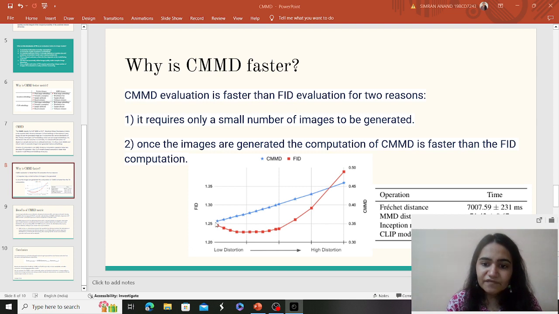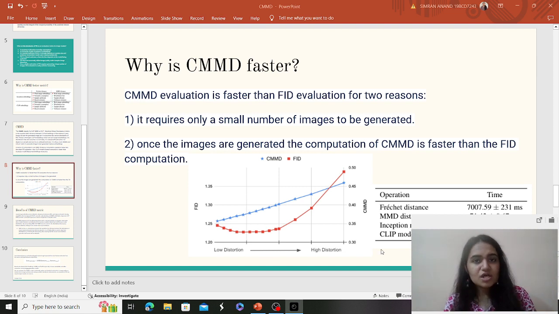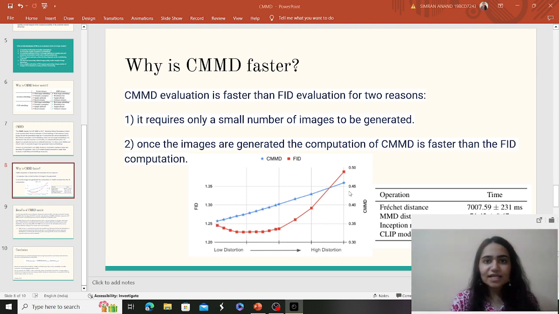Now when you see the graph, CMMD is increasing. That is correct, because you're increasing the distortion, you're degrading the image quality. So the CMMD value is increasing. That is, the distance between what is generated and what is real is increasing. That is what we want.